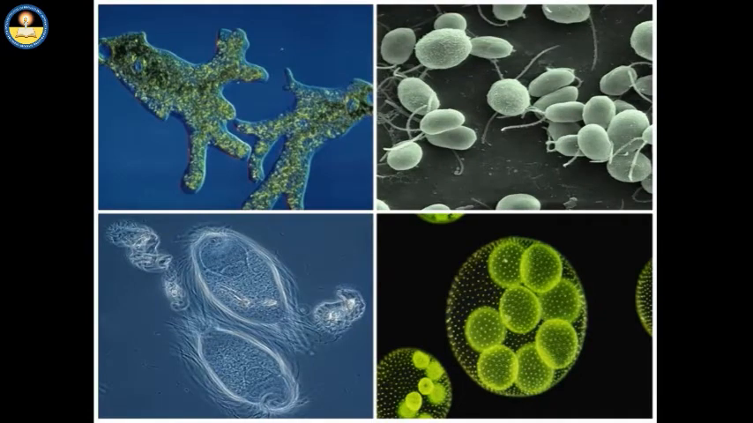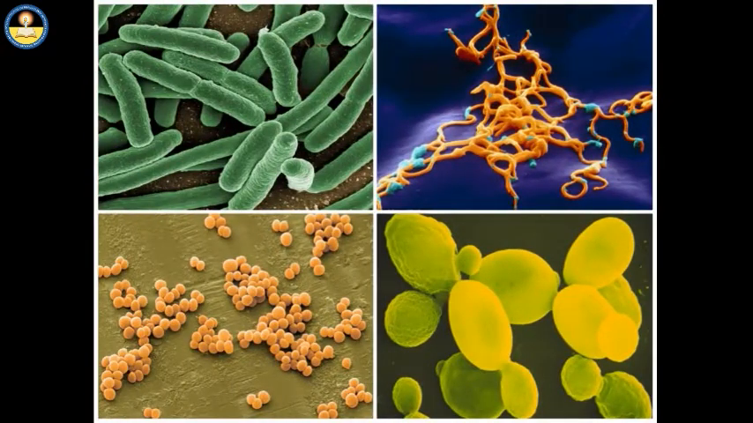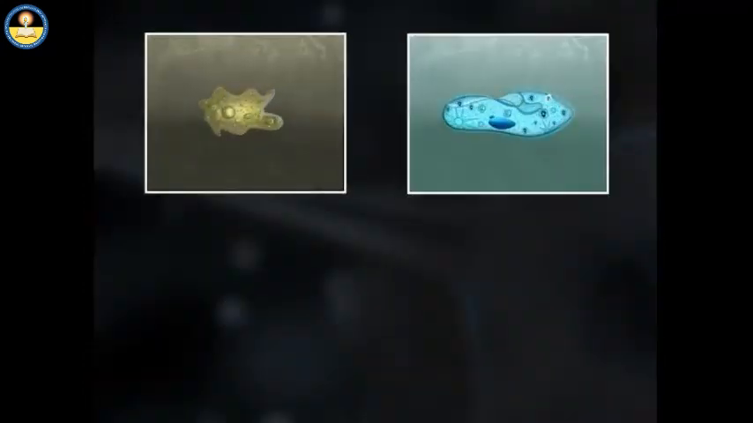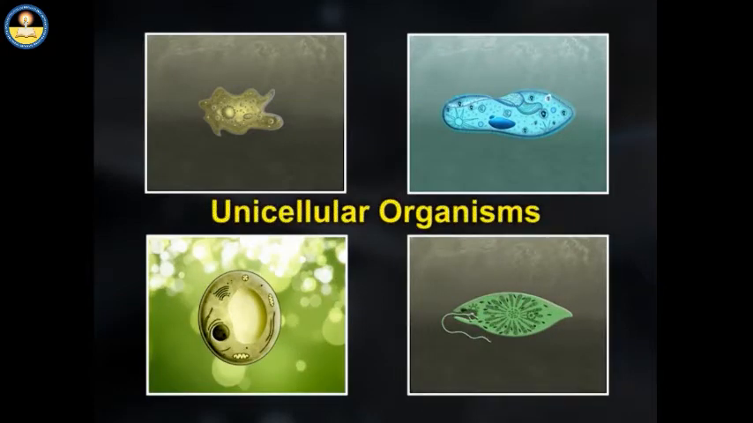Many life forms consist of a single cell and they are known as unicellular organisms. Most microorganisms are unicellular. Amoeba, paramecium, yeast, euglena, etc. are examples of unicellular organisms.